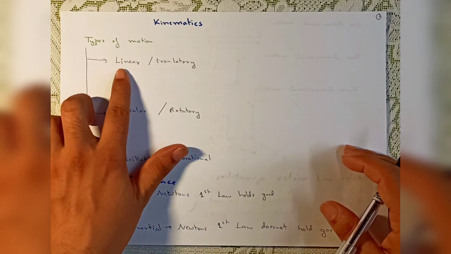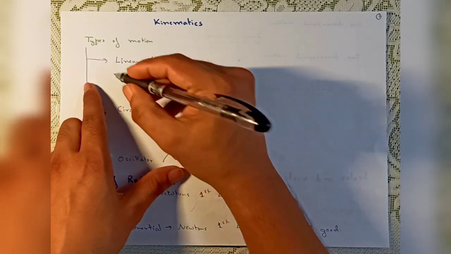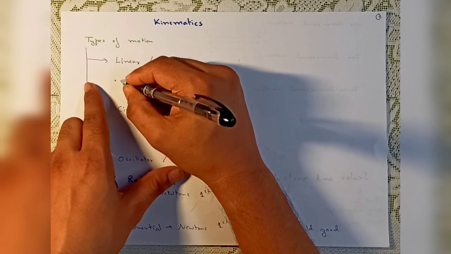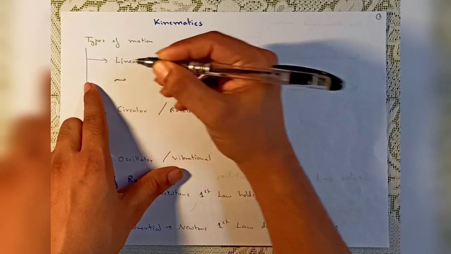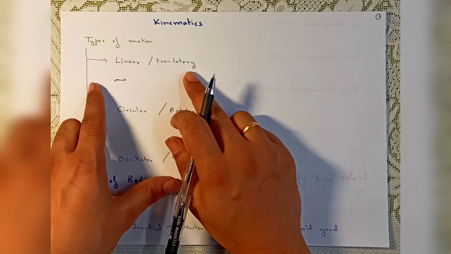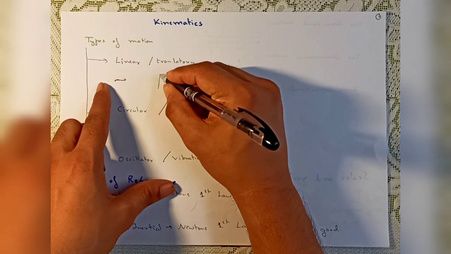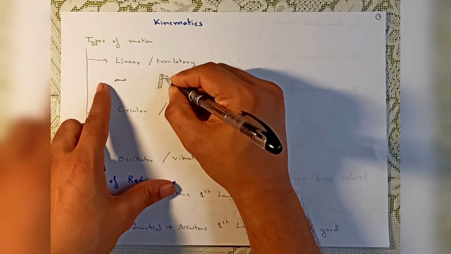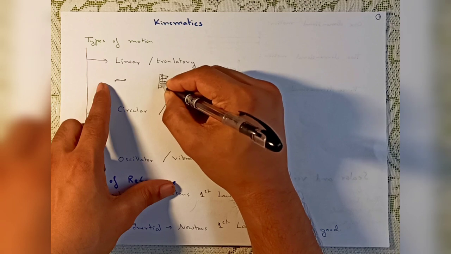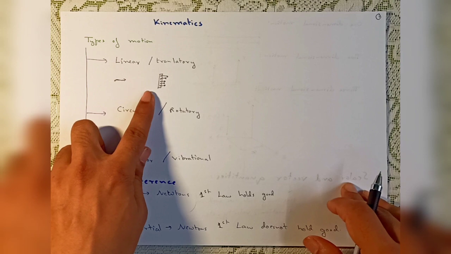Here, linear is that type of motion when we consider a point object moving in a straight line. A point object moving in a straight line. And then translatory motion. This motion arises when we consider each and every point of the body moving in a straight line, when each and every point of the body is being considered.